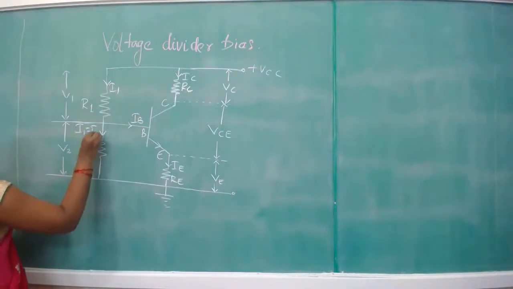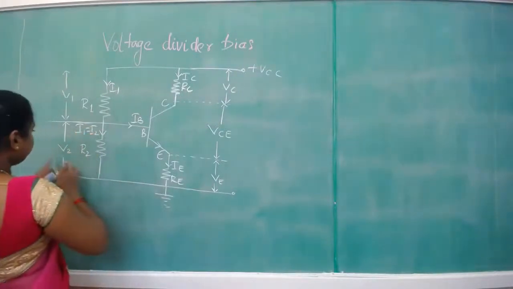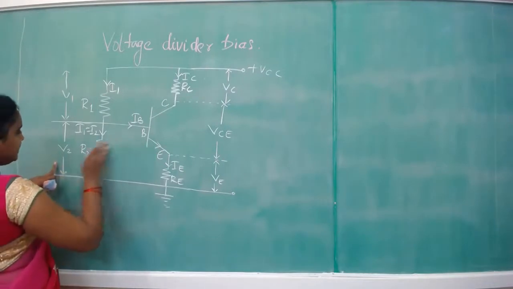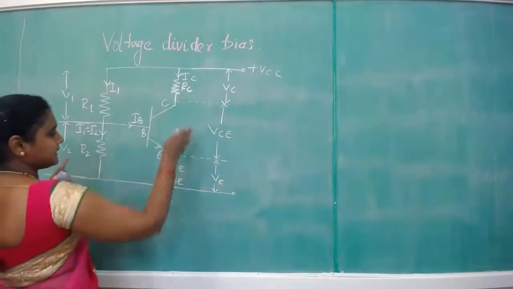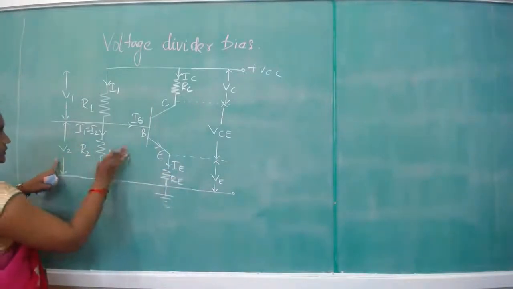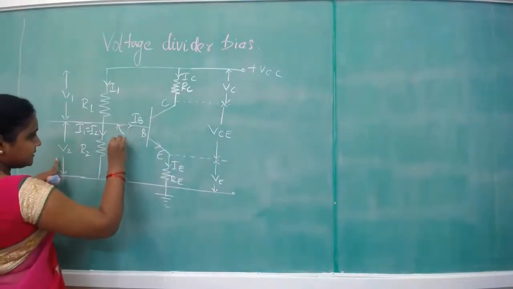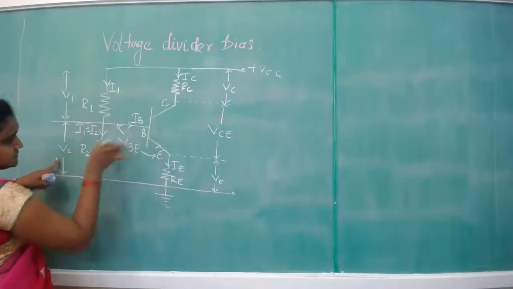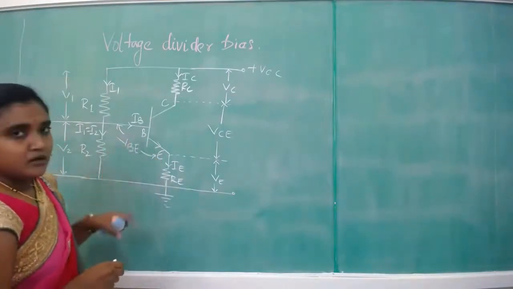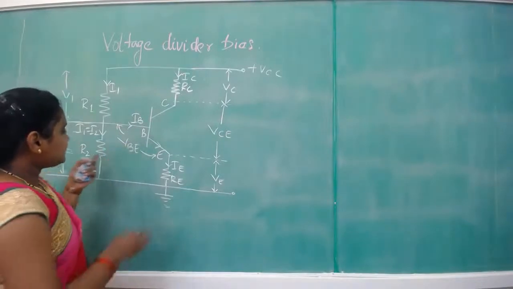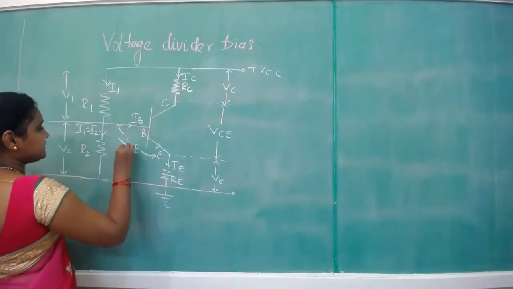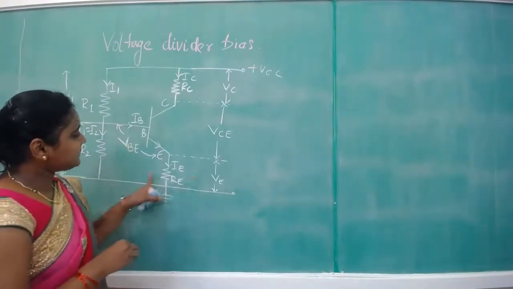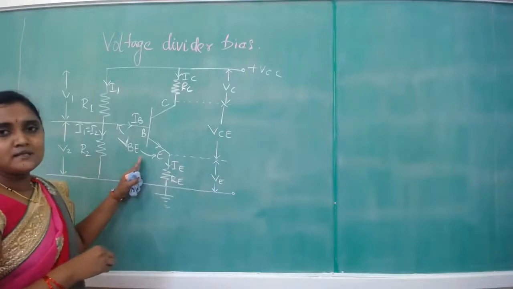I1 is equal to I2. For this particular loop we are having three voltages. V2 is one voltage and another voltage is across the base to emitter, that is called VBE. The voltage across the terminals base and emitter is termed VBE. And here again VE is applicable to the output loop as well as the input loop.